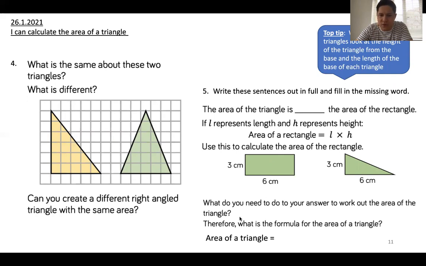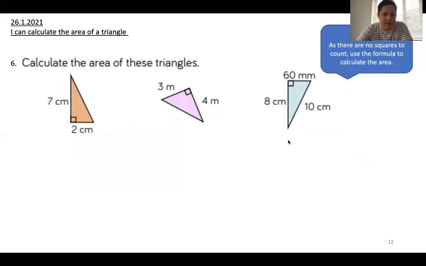So what do you think that we can do to find the area of a triangle if we've got the length and the height? Try and write the formula at the bottom. It should be length times height divided by 2, because it's half. So it'd be 2 times 7 is 14. Divide it in half, which is 7. So the area of this triangle is 7 centimetres squared. Try and work out the other ones. Just be careful on the blue one. Make sure you pick the length and the height.